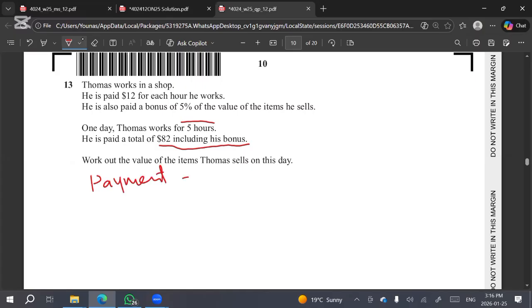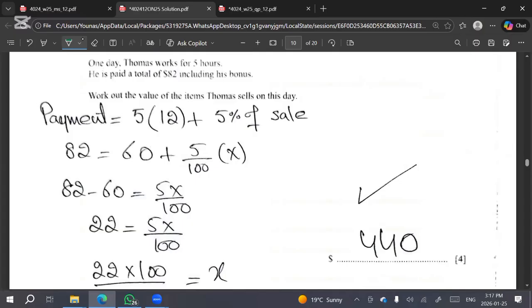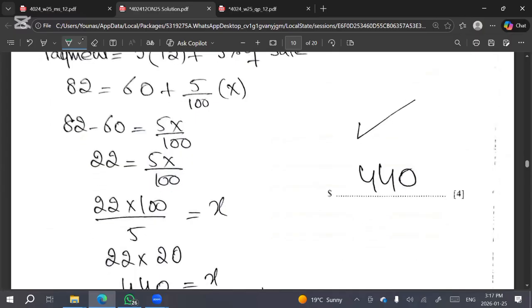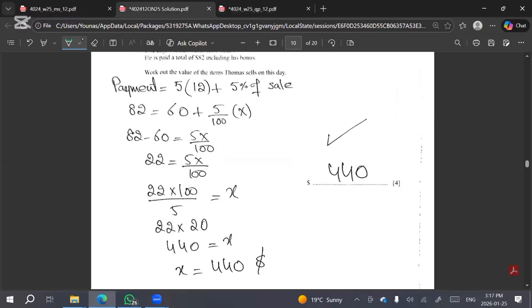So his payment is equal to his hourly wage plus his bonus. The wage is 5 multiplied by the $12 per hour, so 5 multiply 12, plus the bonus, which will be 5% of the sales. So let me show you the solution. So the payment will be equal to 5 multiply 12 and plus 5% of the sale.